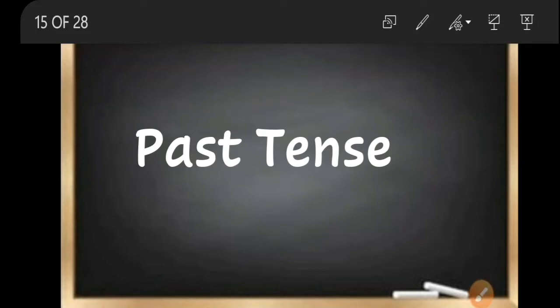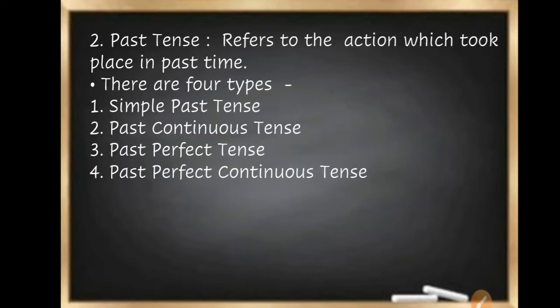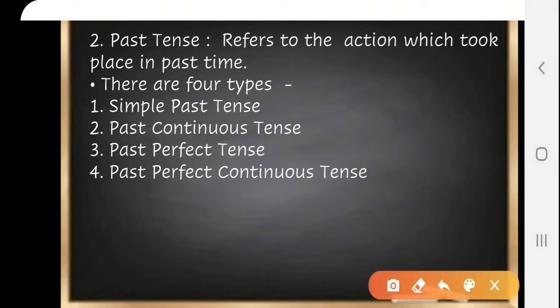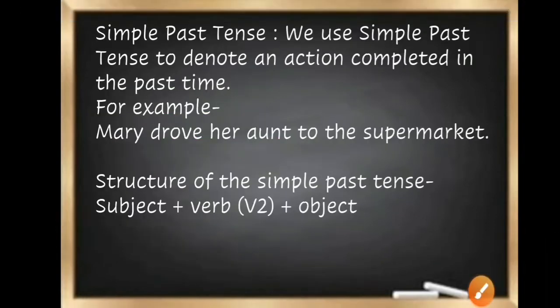Past tense. Past tense refers to the action which took place in past time. There are four types: simple past tense, past continuous tense, past perfect tense, and past perfect continuous tense. Let's begin with simple past tense.